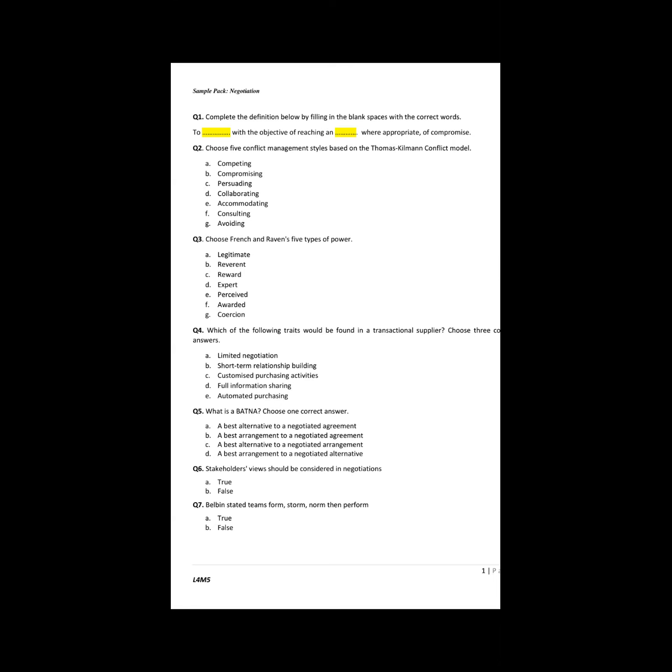So, what do you suggest? To communicate with the objective of reaching an agreement where appropriate of compromise. Voila. So that is it. Some of the questions are so simple, but these ones, it won't come. We are only using it to refresh our memory.